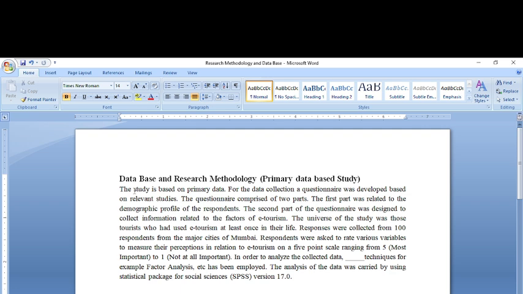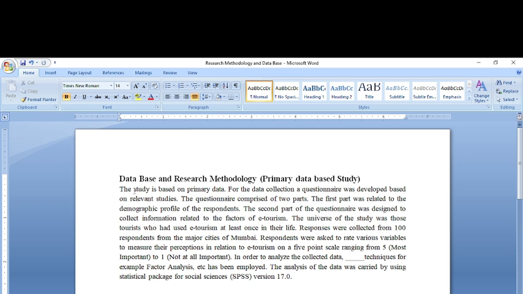comprised of two parts, the demographic profile and the data relating to factors on e-tourism. The respondents were 100 in number from Mumbai, and they were those people who've used e-tourism, and the data was collected on a 5-point scale. And coming to the research methodology, I've used research techniques such as factor analysis and the software of SPSS. So all these elements need to be incorporated in your database and research methodology.